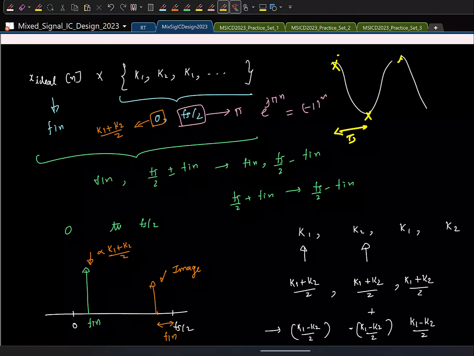So the strength of the fs by 2 tone is proportional to k1 minus k2 by 2. Which means the image strength is proportional to k1 minus k2 by 2. Right? So does it make sense that the strength is proportional to k1 minus k2? Why?